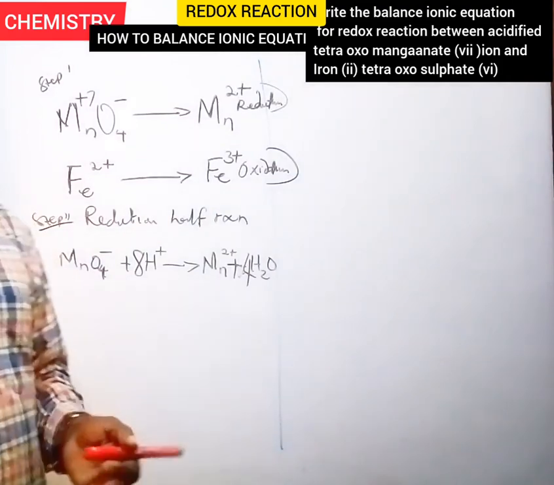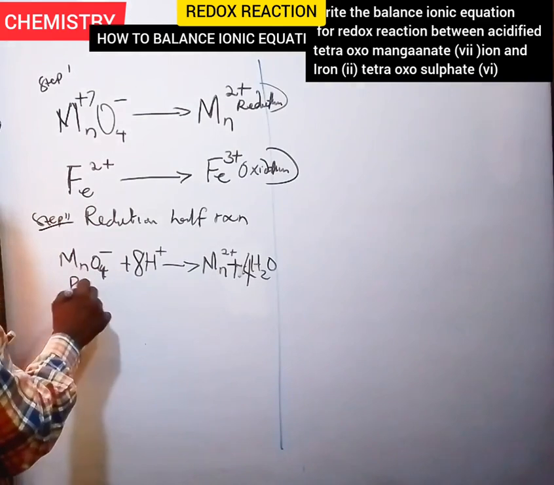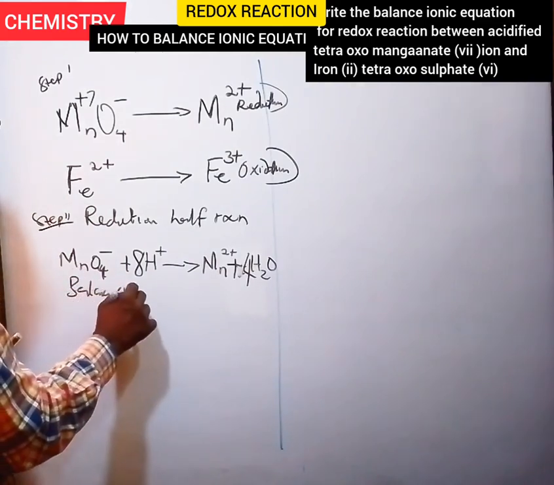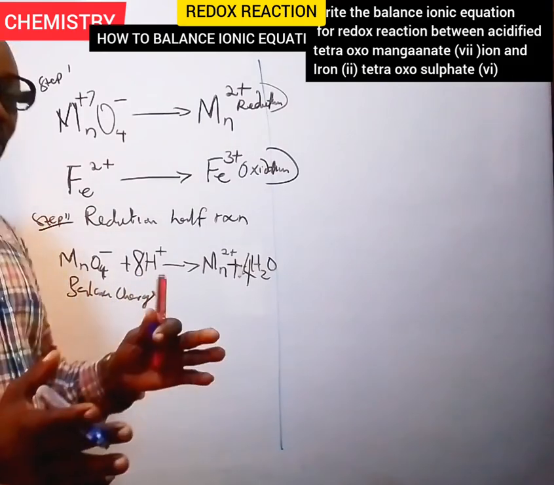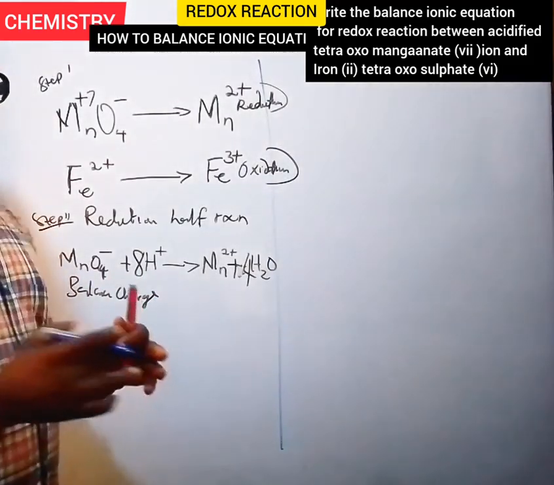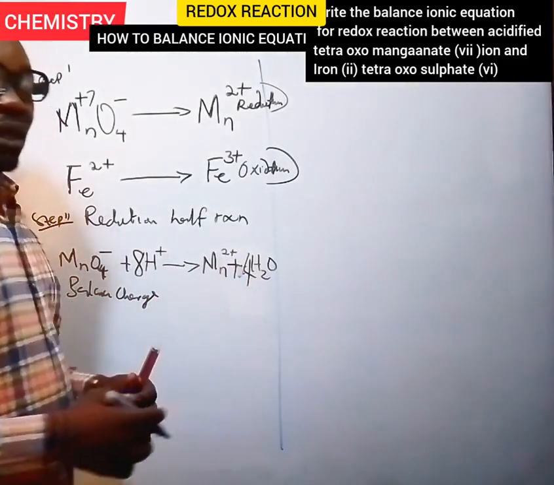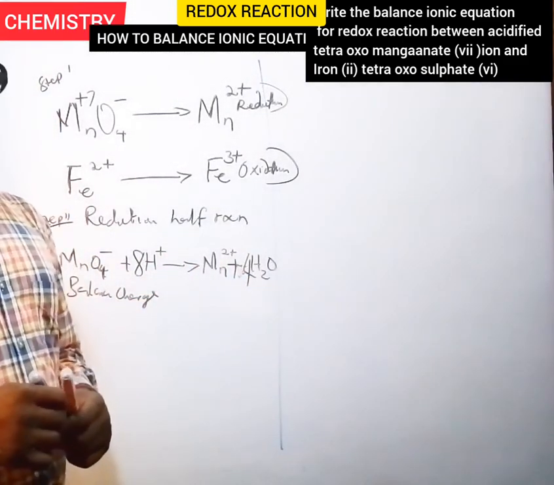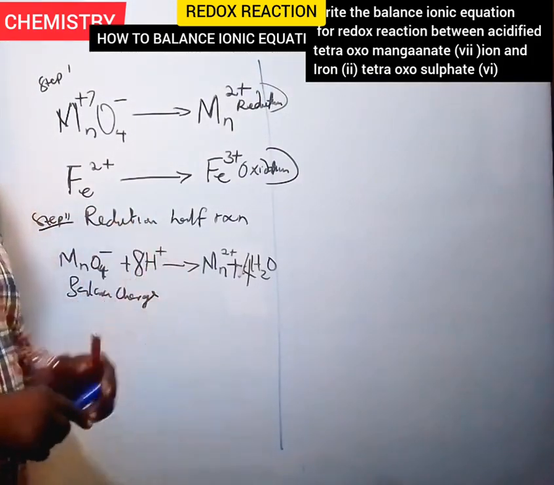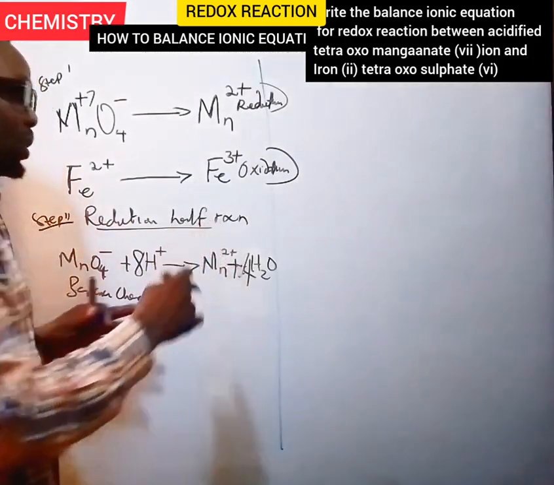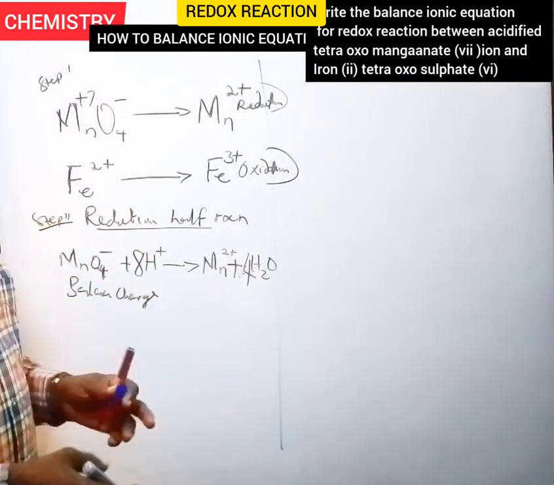So what next will I do now? Balance the charge. The first thing I do is balance the atoms. The next step is to balance the charges from the reactant side and that of the product side. Take note that when you are doing the oxidation half reaction as well, that is the same thing you are going to do. It's a very easy step to take.